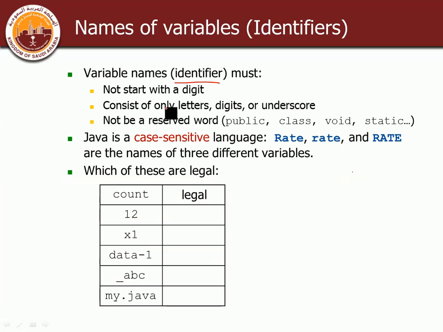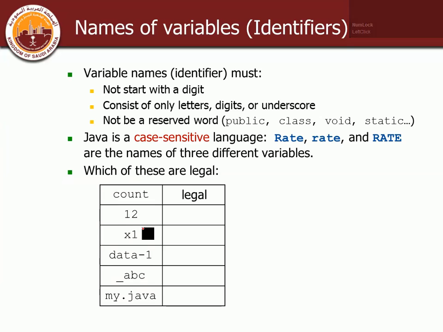No, you ask about this count. Is it acceptable or not? So it is acceptable because it respects this rule: it's not starting with a number. And to respect this rule, it consists only of letters, digits, and underscore. Well, there is no underscore, no digits here, only letters. That's fine. And it is not a reserved keyword. So this is why it's legal.